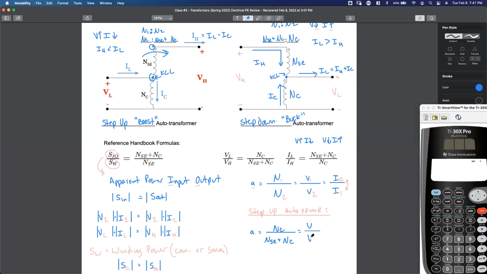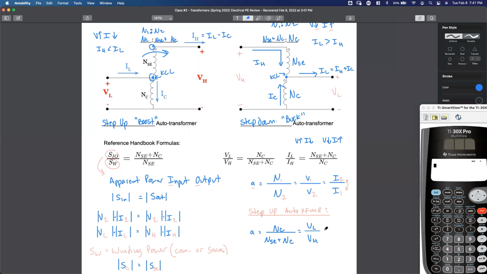I've got V1 over V2. What's V1 for a step-up auto transformer? What's my voltage on the primary side? VL, good job, Johnny and Jonas. All right, what's my secondary voltage? V2 for a step-up auto transformer. It's what? VH. Good job, Maggie.